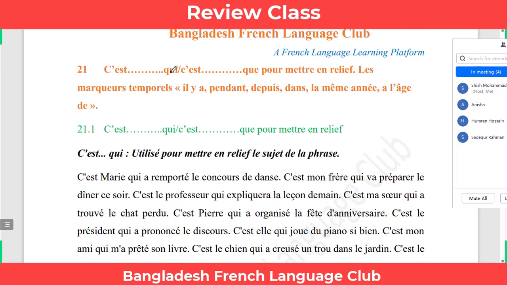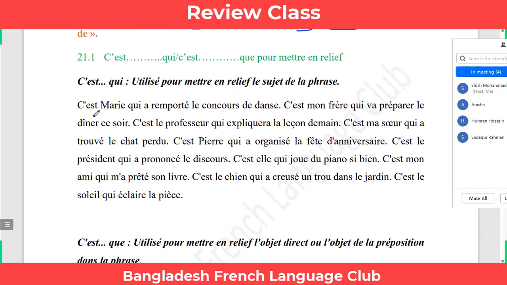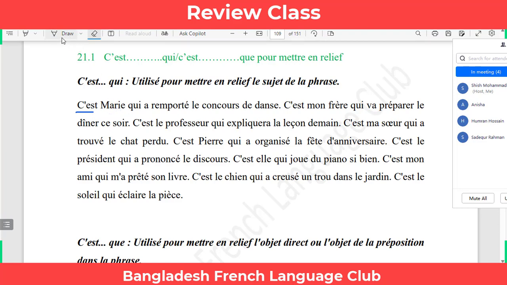C'est ... qui and c'est ... que pour mettre en relief, to emphasize. Mettre en relief means to emphasize. Les marques temporelles: il y a, pendant, depuis, dans, la même année, à l'âge de. So c'est Marie qui a remporté le concours de danse. Here this rule is emphasizing the subject, or insisting on the subject. That is why this is used.